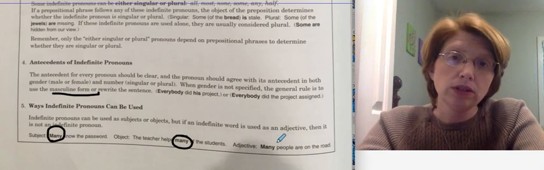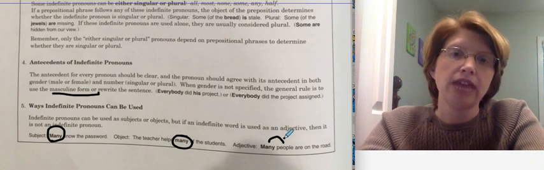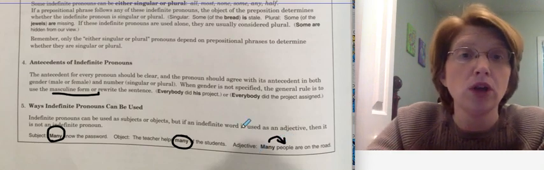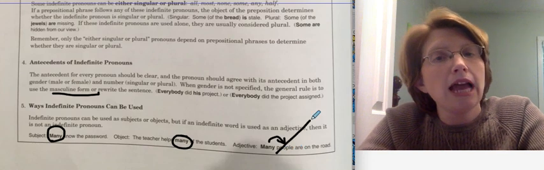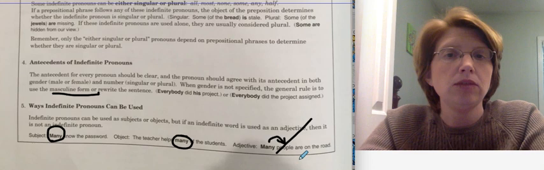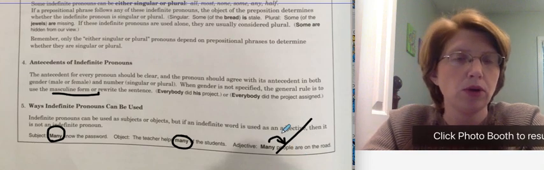Many people, now it's in front of a noun. That makes it an adjective. Many people are on the road. But if I had taken people out and just said many are on the road, then many would be the subject and it would be a pronoun. Okay?